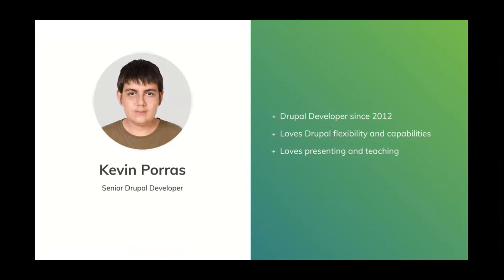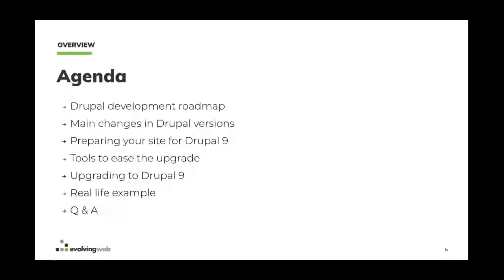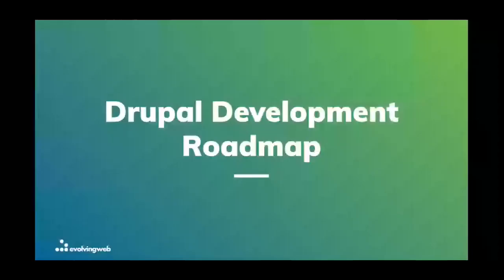So, what we're going to talk about today: we'll make an overview of the Drupal development roadmap, main changes in the different Drupal versions, and how to prepare your site for Drupal 9. We'll talk a little bit about some tools to use for the upgrade, how to do the actual upgrade to Drupal 9, and then we'll go through a real-life example of upgrading a site to Drupal 9 through screenshots and a little bit of story, and then Q&A if you have any questions. So let's start with the Drupal development roadmap.